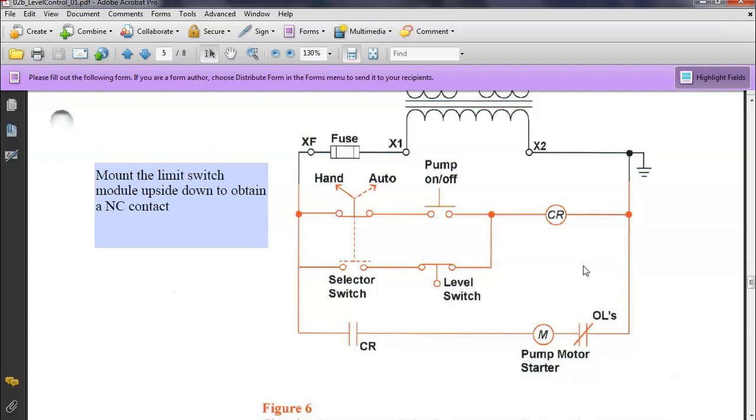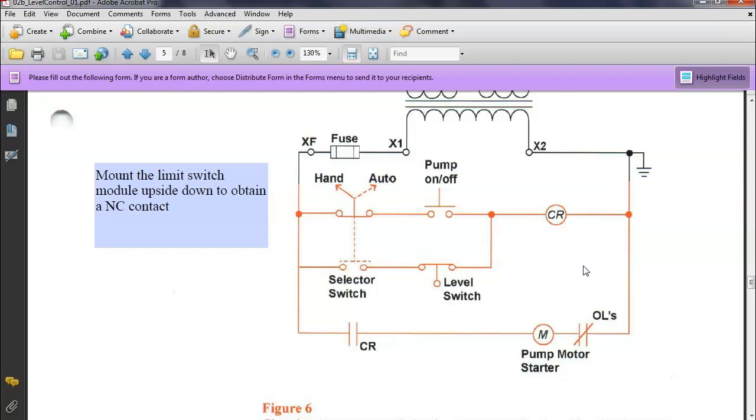So automatic switches to auto mode. It closes this one, opens that one, and now we go through a normally closed level switch. So this would still be a charging system, right? All we've done is added this.